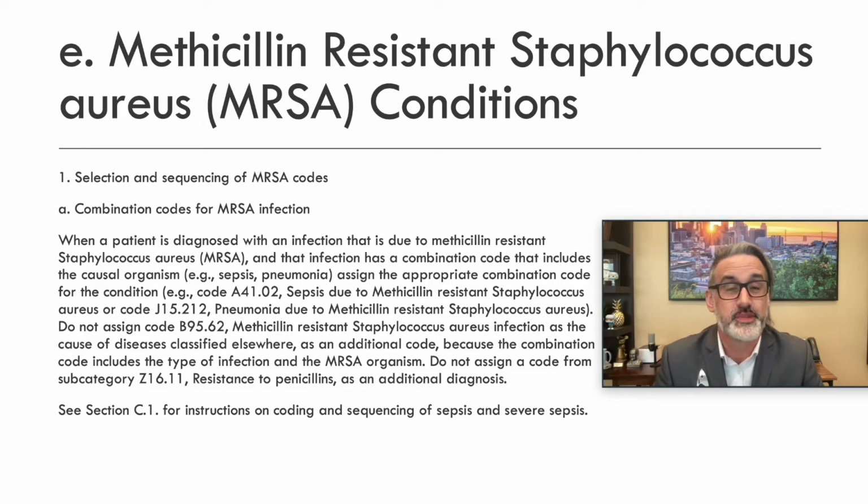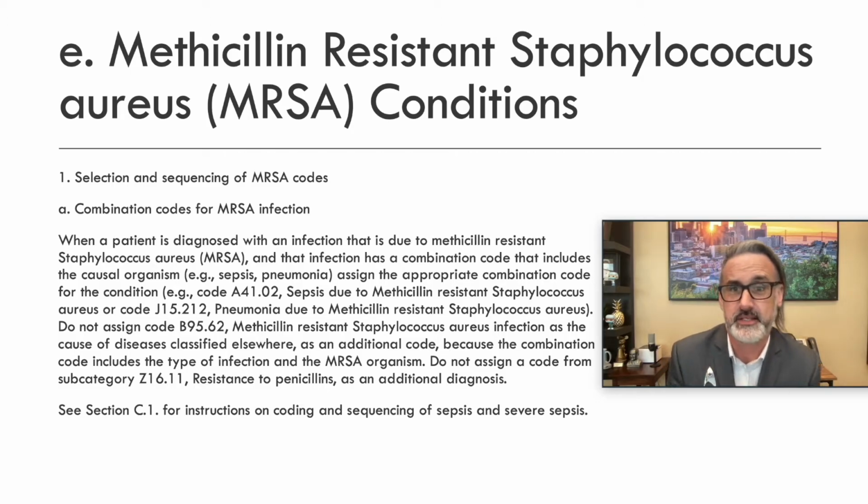When a patient is diagnosed with an infection that is due to, I'll just say MRSA, and that infection has a combination code that includes the causal organism, such as sepsis or pneumonia, assign the appropriate combination code for the condition. For example, code A41.02, sepsis due to MRSA, or J15.212, pneumonia due to MRSA. Do not assign code B95.62, MRSA infection as a cause of disease classified elsewhere, as an additional code because the combination code includes the type of infection and the MRSA organism.